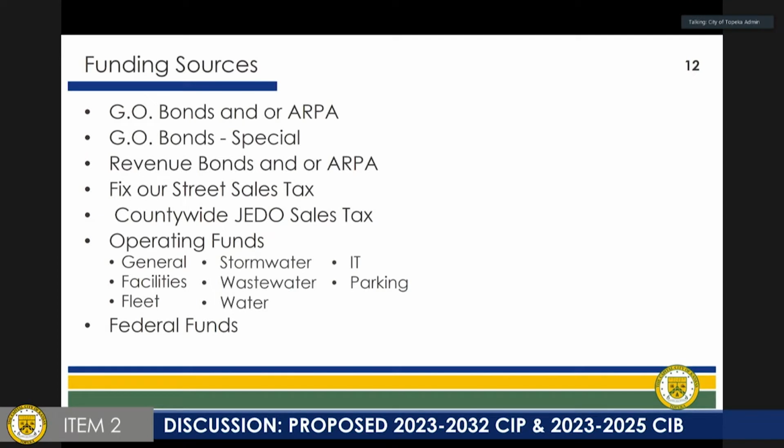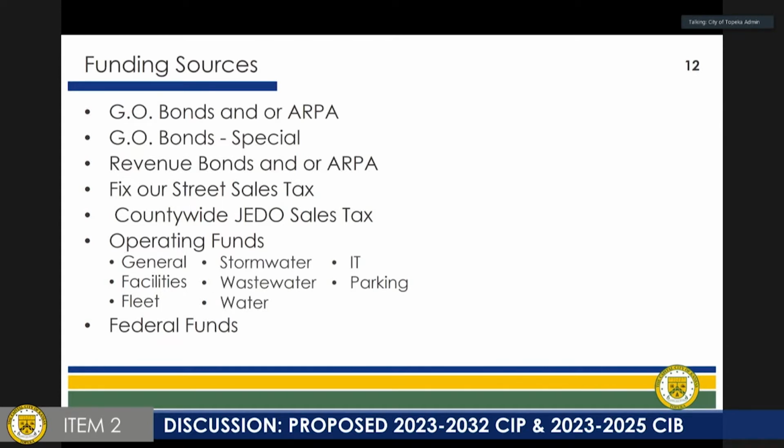Funding sources, because of ARPA this year, you'll see funding sources are a little bit different, and this is so that we can adhere to bond council regulations in case we make a decision later to move something from ARPA to bonding or from bonding to ARPA. So what you'll see are geo bonds and or ARPA. You'll see geo bonds special.